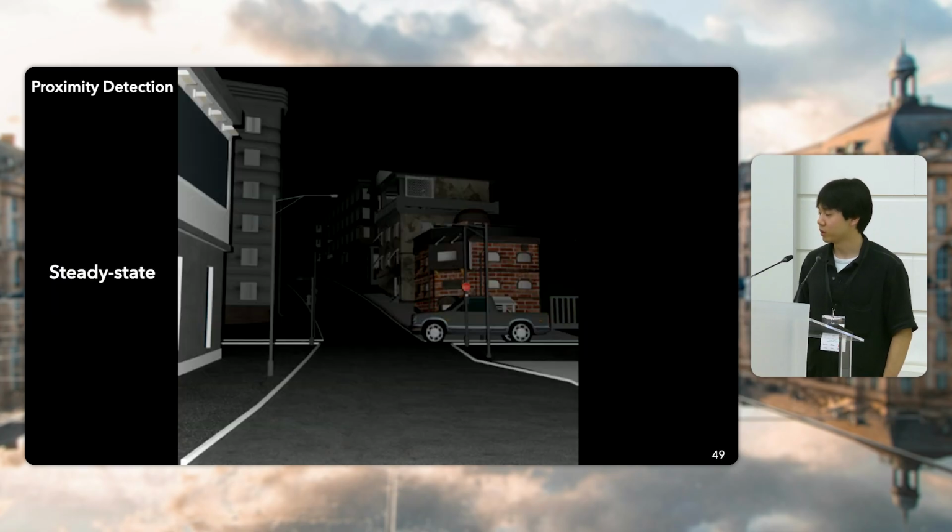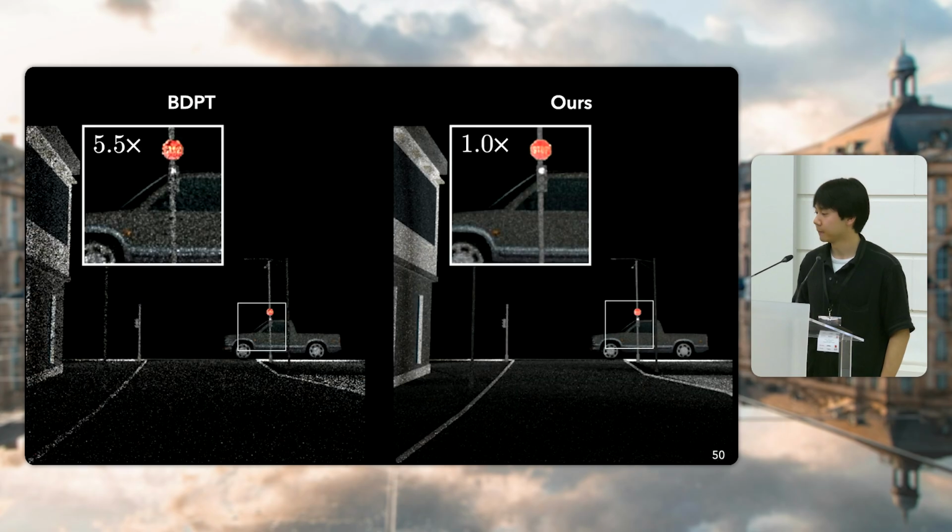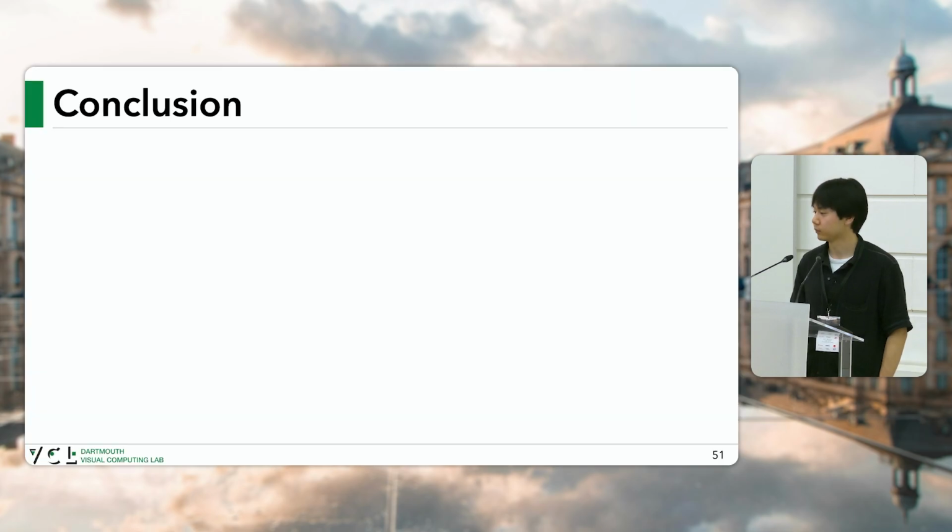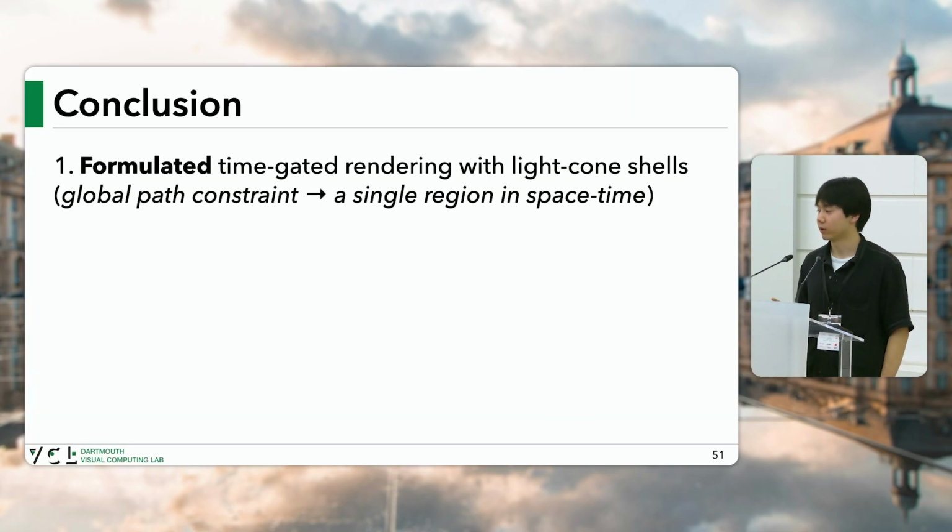We show one more application for proximity detection, where we have a car traveling through this city with a lot of triangles, and as it approaches the intersection, we want to get a time gate and see how far we are away. And here we see that our method is able to clearly render the stop sign, the car, and the ground also.